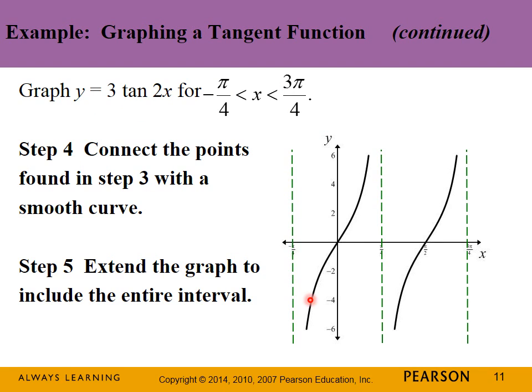So right here, this first one, this is what you would get if you connected those 3 points and also incorporated the vertical asymptotes. Over to the right here, this is the result of step 5, where we extended the graph just to get the entire interval that they asked for. Remember that they asked us to go all the way up to 3 pi over 4. So our table only went up to pi over 4. So we just drew one more period of that function.